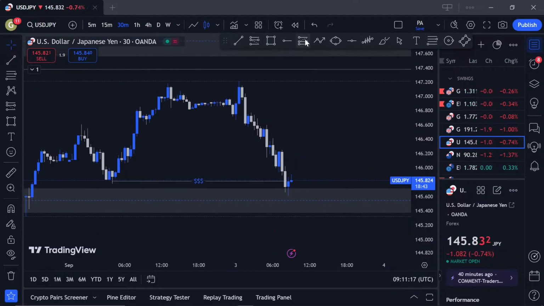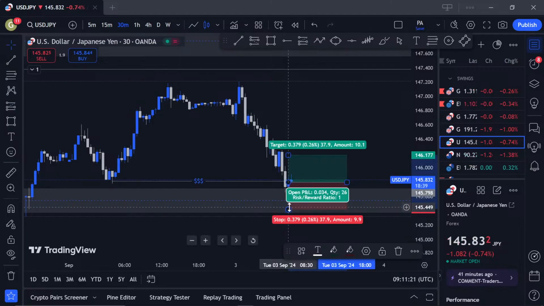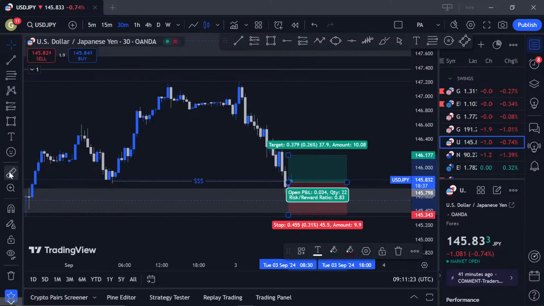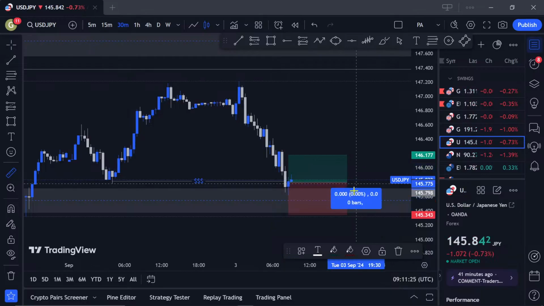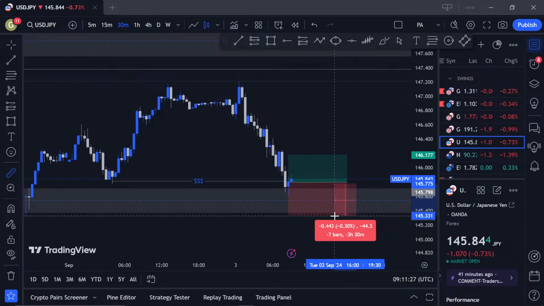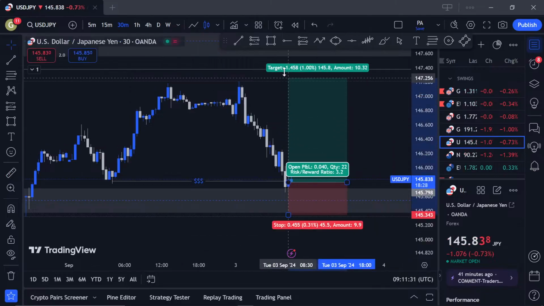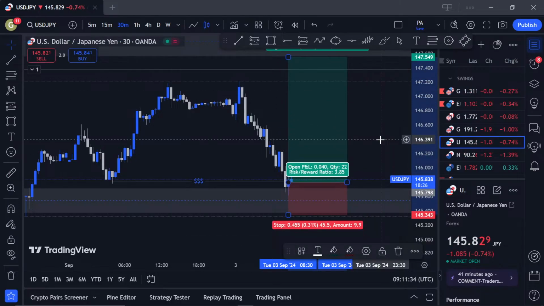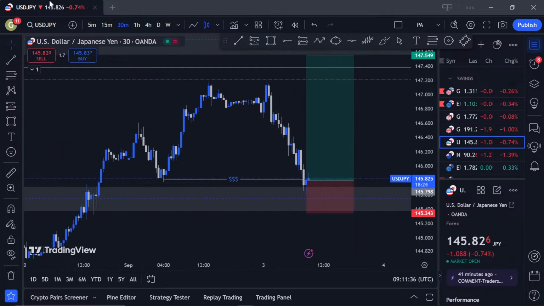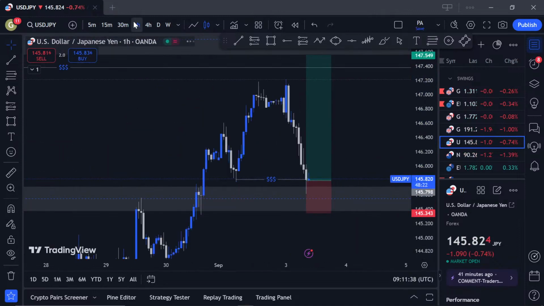So let me get an entry here. So let me consider how many pips we are using as a stop loss first. That's about 40 something, 42 pips. That's quite huge on GBP USD JPY. So let me look at the 1 hour time frame.